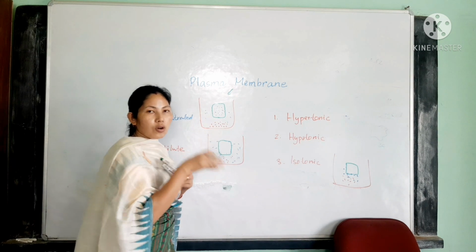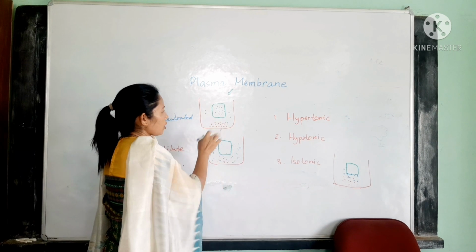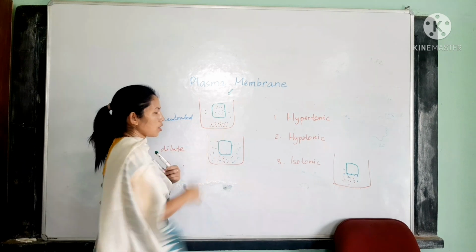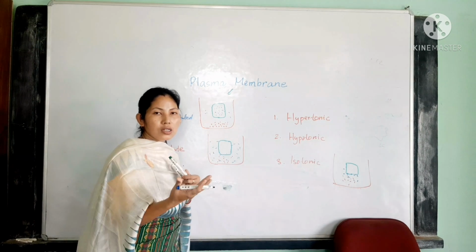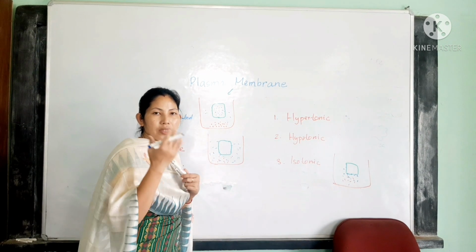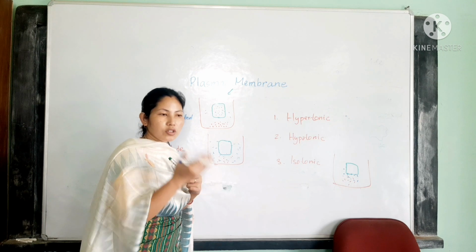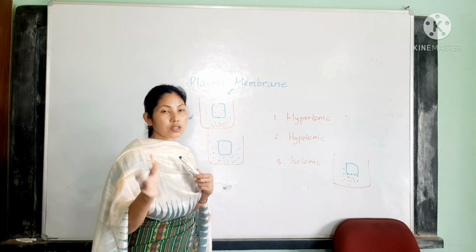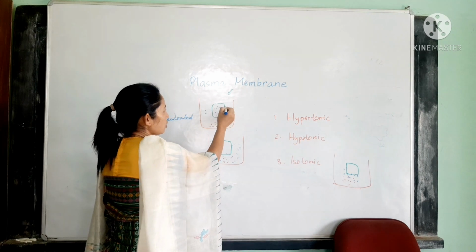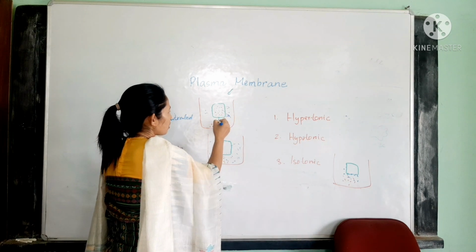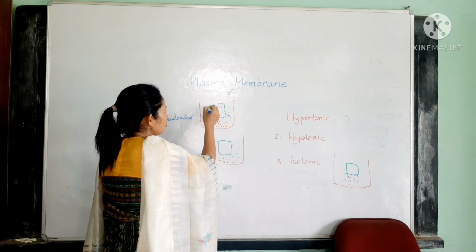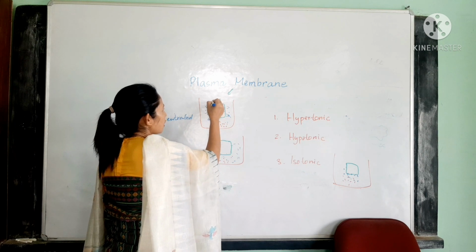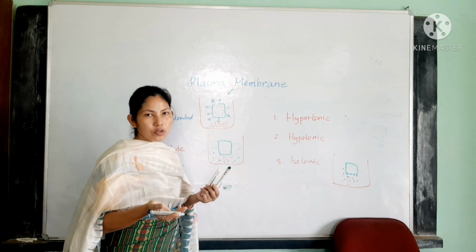Since it is a concentrated solution where the water molecules are less and the solute is more, what is the condition for diffusion to happen? That is the movement of molecules from higher to lower concentration. So here the water molecules will start to move out of the cell by the process of osmosis.